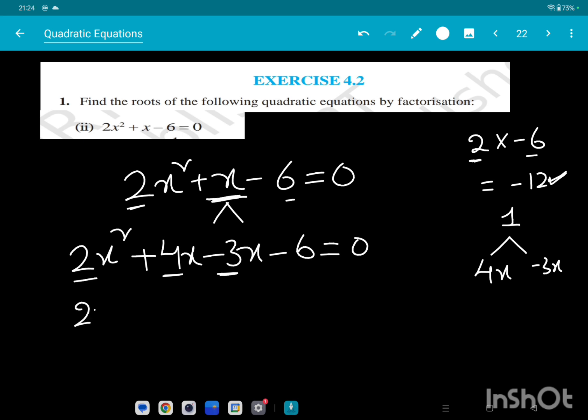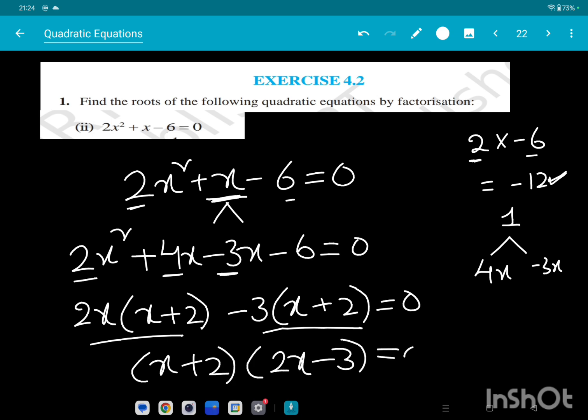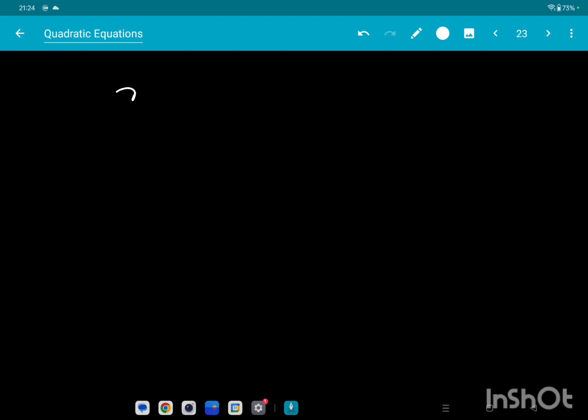Now if I take 2x as common, then what will I get? X plus 2. And then if I take minus 3 as common, then what will the remaining term be? X plus 2 only, is equal to 0. This is one term and this is one term. If I take x plus 2 as common, then what are the remaining terms here? 2x minus 3 is equal to 0. Now separate this. X plus 2 is equal to 0 and the other one is 2x minus 3 is equal to 0.